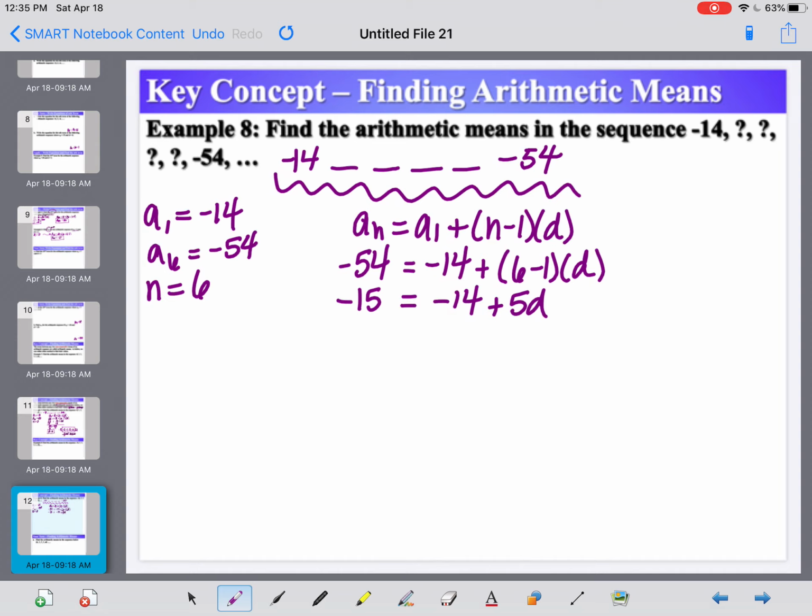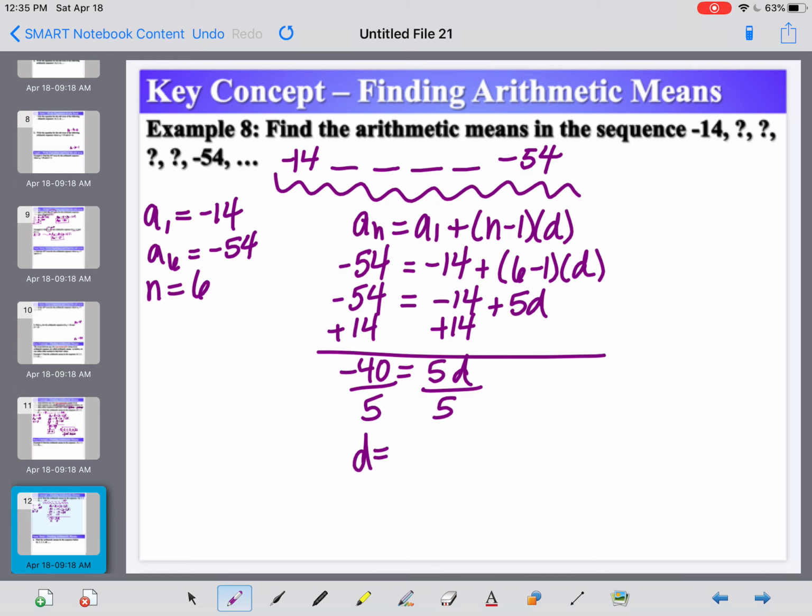6 minus 1 is 5, so 5d. And again, we can solve this equation. Whoops, I changed my numbers here. There we go. Okay. We're going to make sure that we're showing all of our work and how we arrived at this common difference of -8. Okay, but remember that's not our final answer.